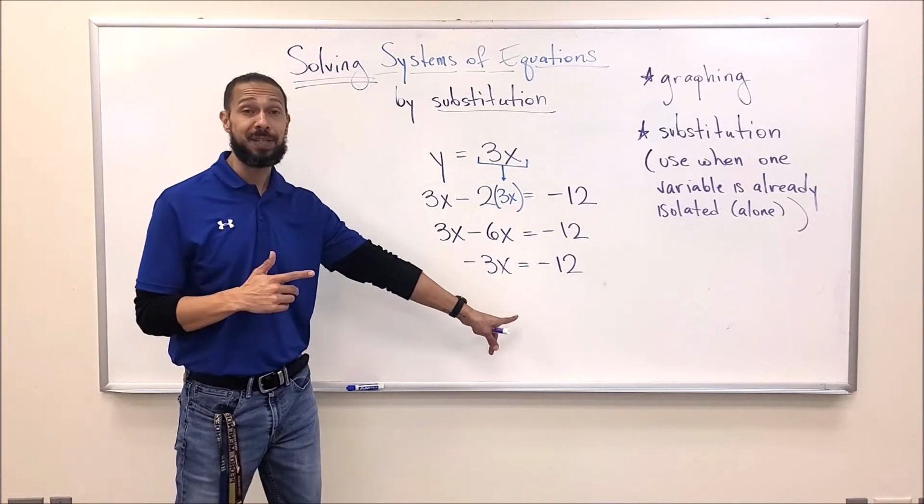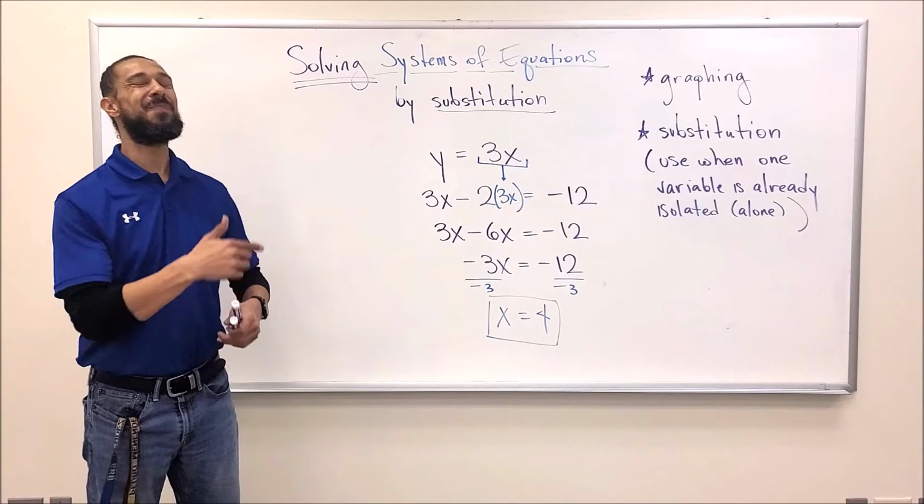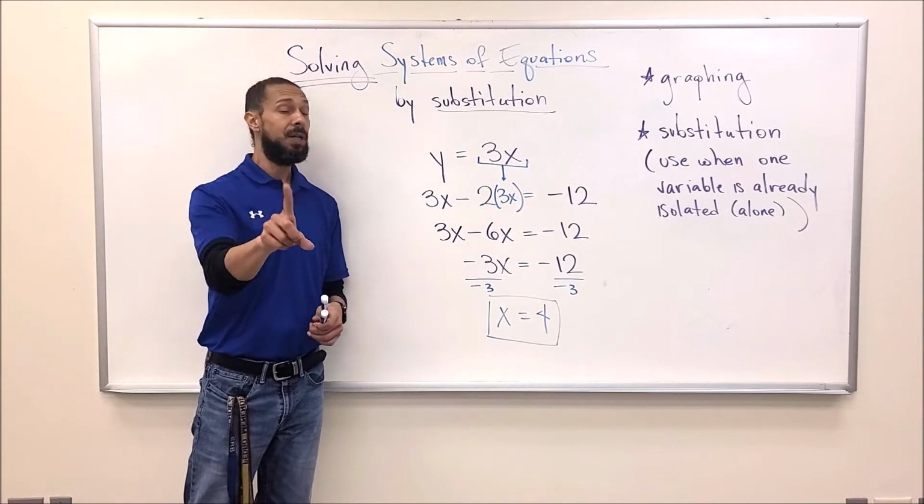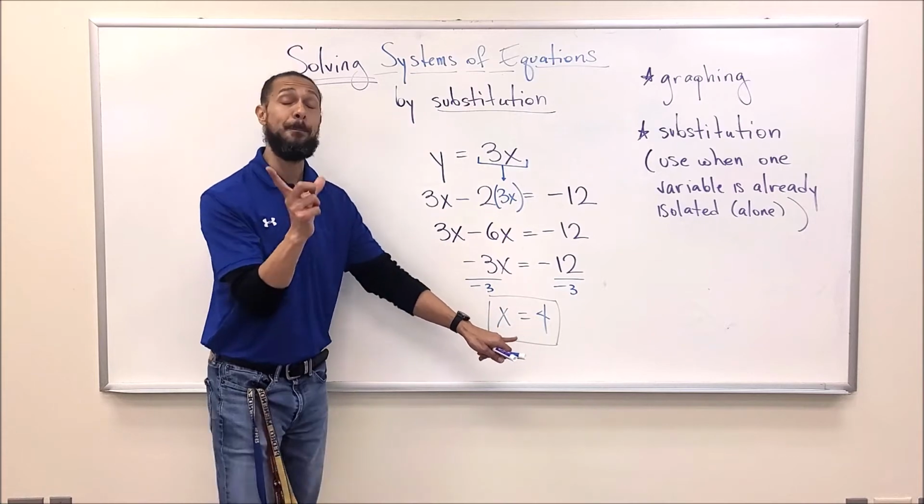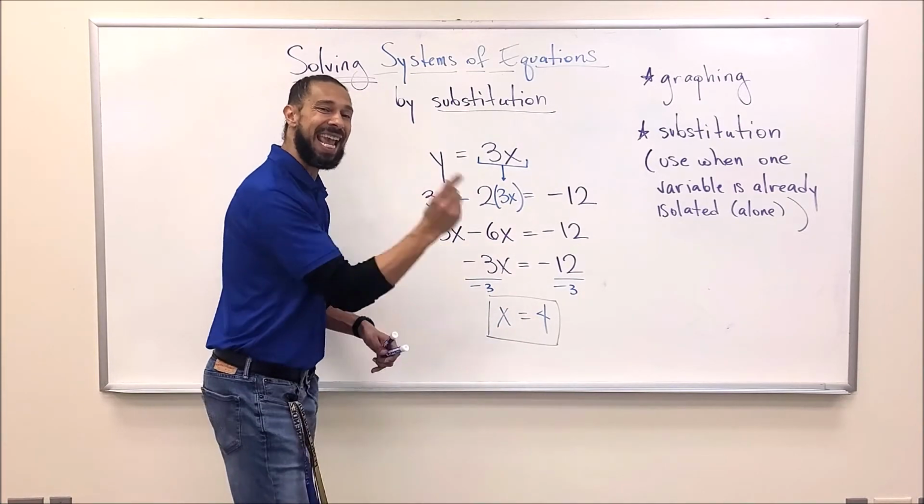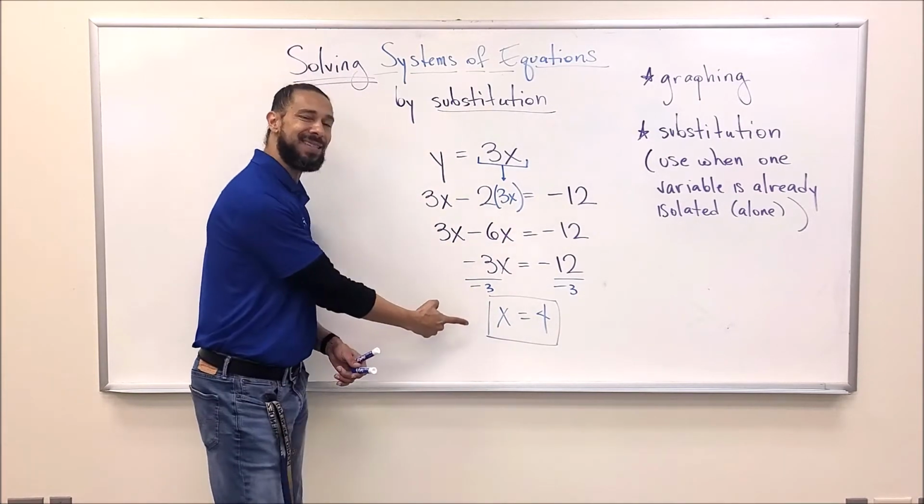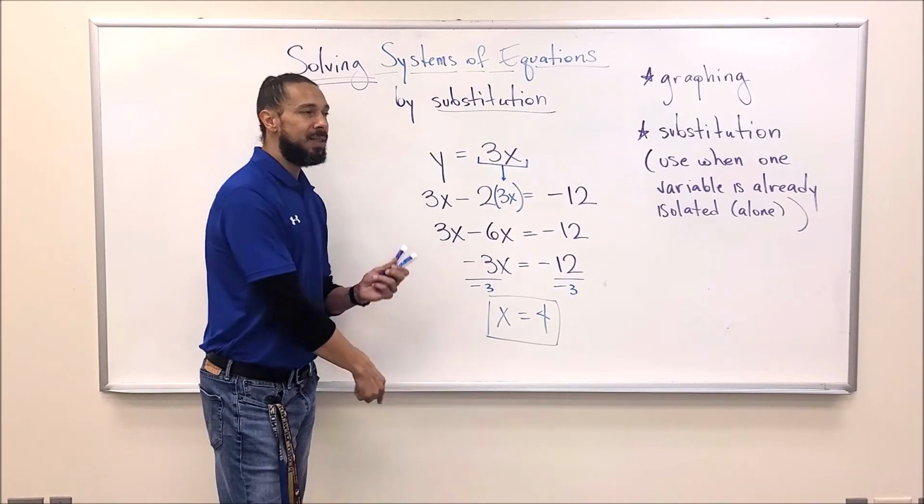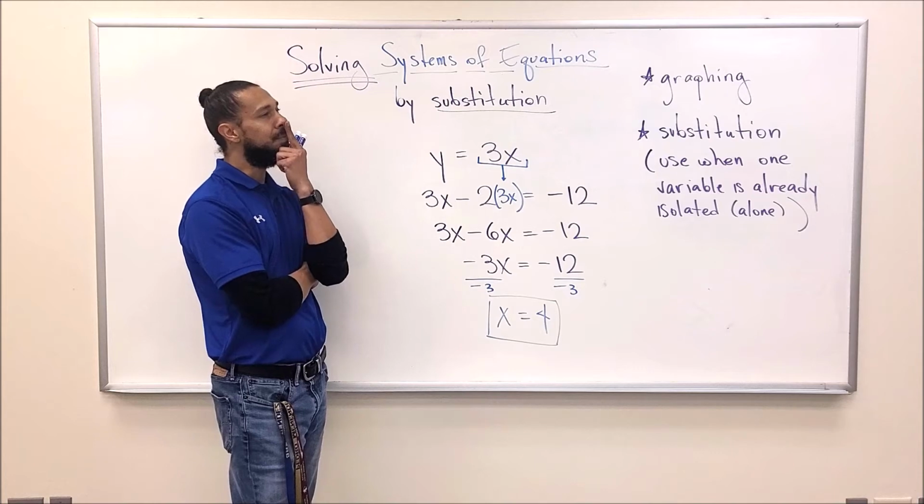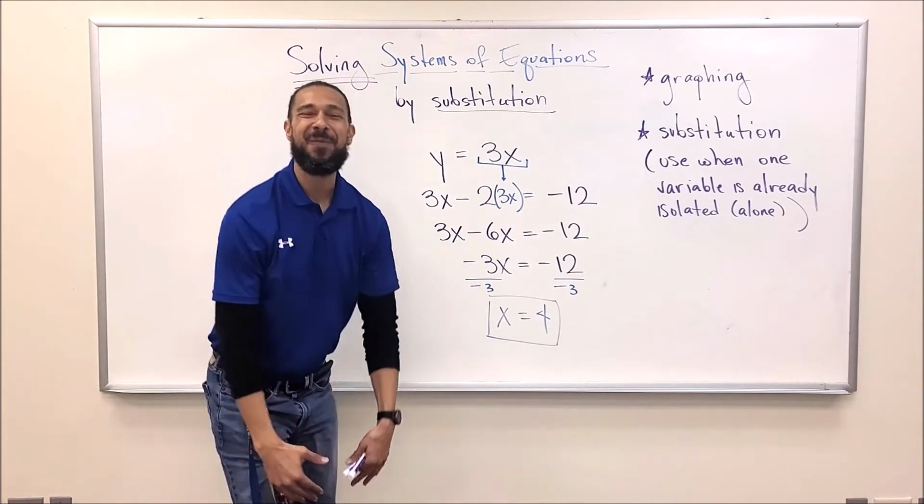So now we gotta solve this, right? Good, that's perfect. However, it's only half of our answer. Remember what a solution to a system looks like. It's a point, it's coordinates, it has an x and a y. I know what x is now. Can I use that x to find out what y is? Of course you can use that x to find out what y is.